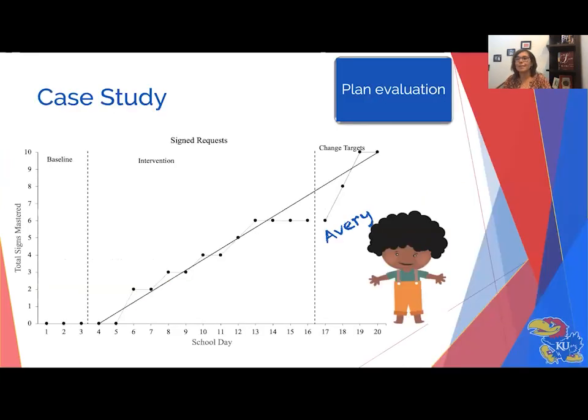And it looks like the intervention worked. So changing to different targets put Avery right back on track to being on target for meeting her IEP goal.